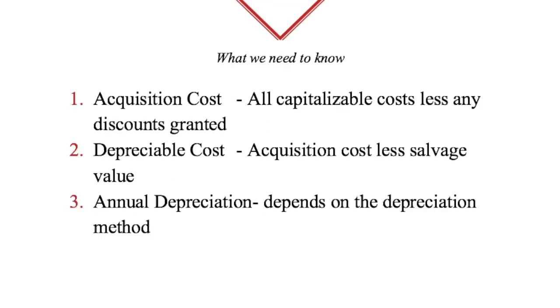These are the important terms that we need to know in computing depreciation. Acquisition cost includes all costs incurred to bring the asset to its intended use, which is capitalizable costs less discounts granted, whether taken or not. Following the net method, it assumes that any responsible company would pay early to take the discount. Depreciable cost is the acquisition cost less the salvage value. Salvage value is the estimated resale price of the asset at the end of its useful life. This means that normally, if the asset has a salvage value, the company has the intention to sell it at the end of its useful life. Finally, annual depreciation may be computed depending on the depreciation method used.